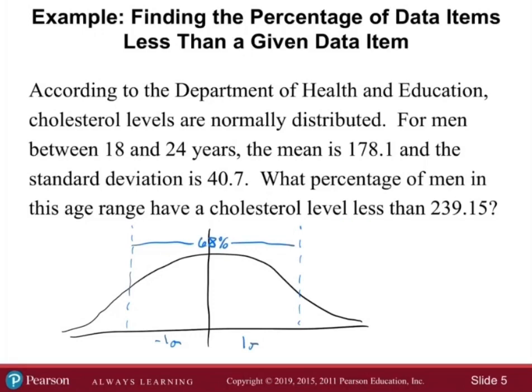Then I think the next one was like 95% was within two standard deviations. Those are supposed to be equally spaced, but my drawing's a little off. But 95% of the data is supposed to be within two standard deviations. And then once you hit 3 standard deviations, go a little further. All right, something like that. Something similar over here.